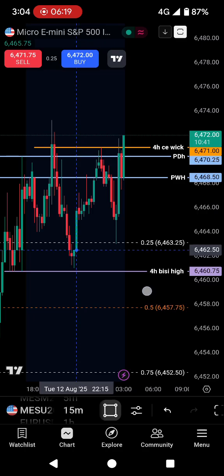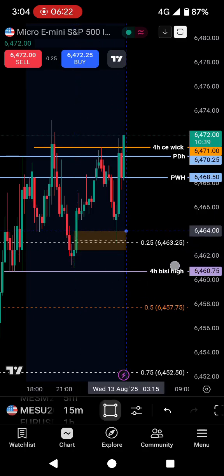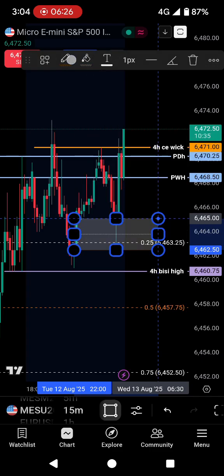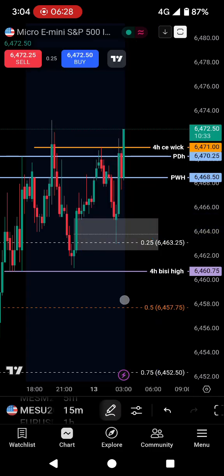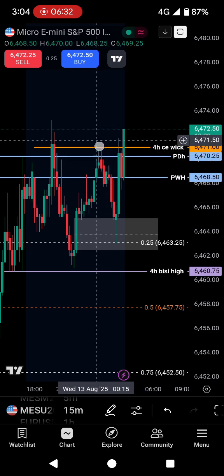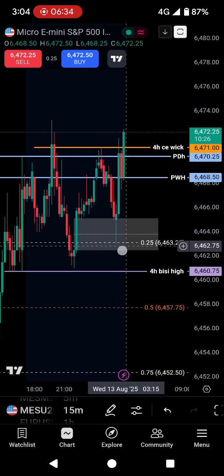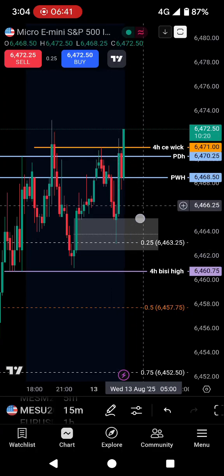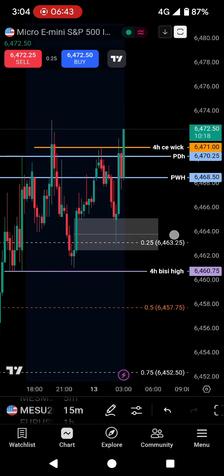So what we can see on this 15-minute chart is here. We respected this 15-minute BC. We trace back to the 4 hour CE wick, touches the upper quadrant of the daily wick, sorry, the weekly wick. Then right now, buy side is here.